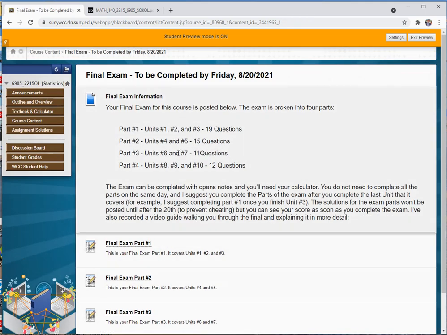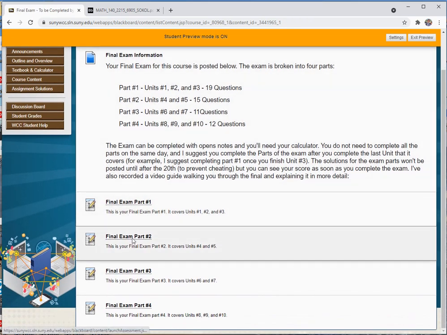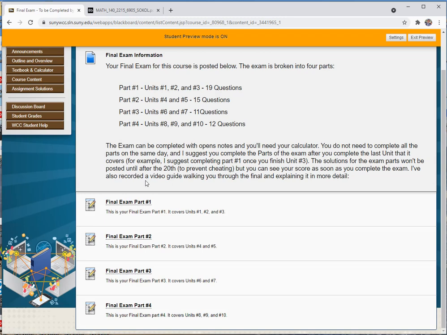And what you'll notice here is your final exam. There are 4 online exams you need to take. They're through Blackboard, and I'll open one up so you can see it in a second. These are posted and due. You have to have them completed and submitted by Friday the 20th.